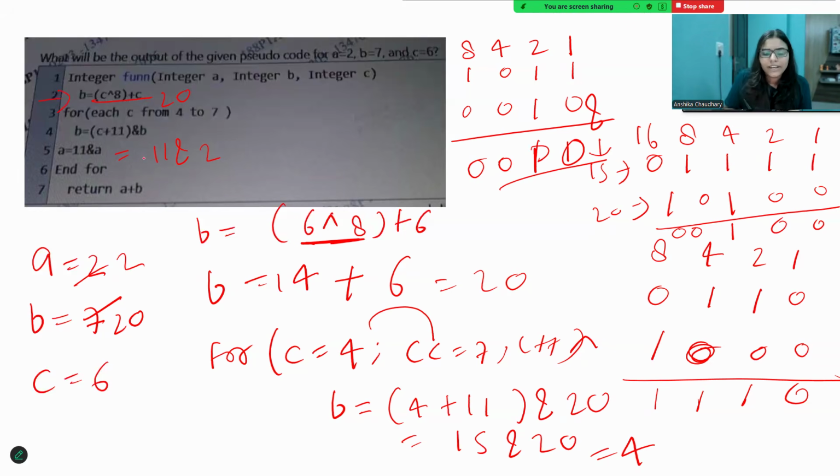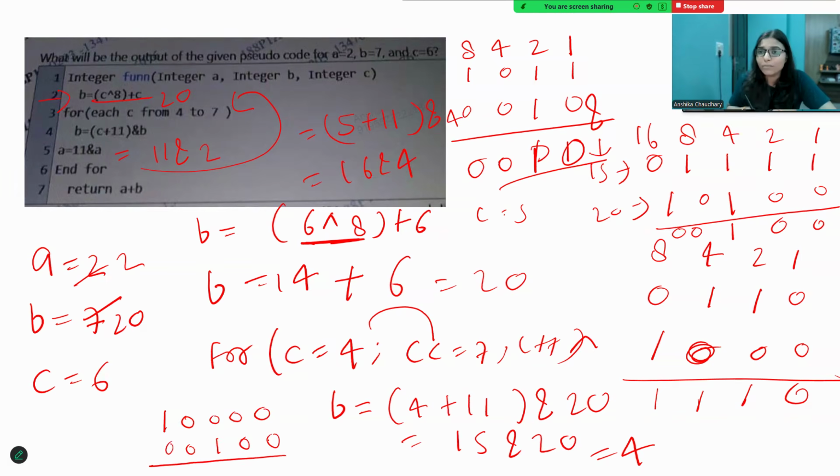Okay, then we will increment the value of C. So C will become 5. So if C becomes 5, we need to update the value of V again. So it will become 5 plus 11 and B. So B value was at last 4, right? So here it will become 5 plus 11, 16 and 4. So 16 and 4, again I'm taking 1, 0, 0, 0, 0. This is the value of 16. And for 4, this is 0, 0.